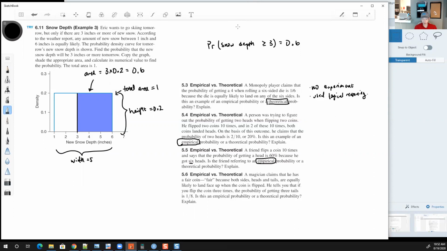All right, and a magician claims that he has a fair coin because both sides are equally likely. And he tells you that if you flip the coin 3 times, the probability of getting 3 tails is 1/8. And this is going to be theoretical, okay? Because all we're doing is 1/2 times 1/2 times 1/2, which is 1/8. We're basically just using logical or mathematical reasoning here. We didn't actually conduct the experiment. So those are the answers.